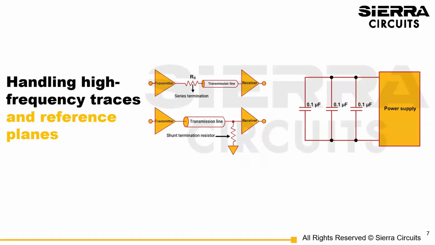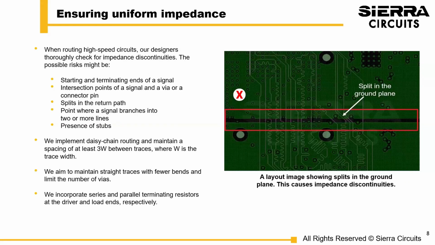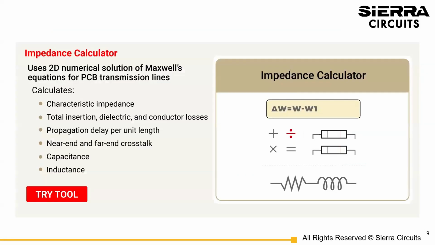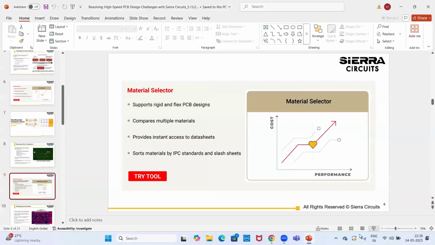We start with handling high frequency traces and reference planes, one of the most important things in ensuring uniform impedance. When routing high-speed circuits, our designers thoroughly check for impedance discontinuities. We implement daisy chain routing and maintain a spacing of at least 3 Ws between traces, where W is of course the trace width. Additionally, our designers incorporate series and parallel terminating resistors at the driver and the load end respectively. I'll just give another quick demo on our impedance calculation.